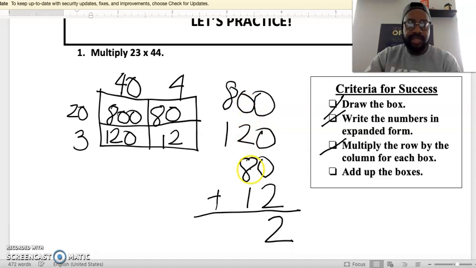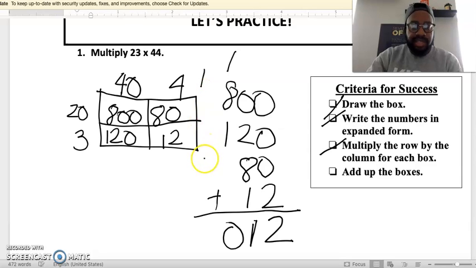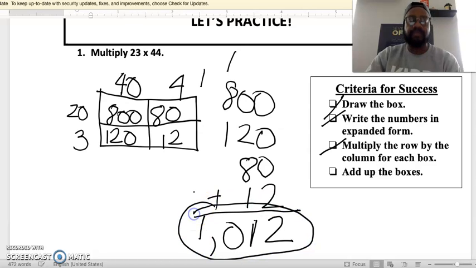0 plus 2 plus 8 plus 1 is 11. Put the 1 down, bring the 1 over. 1 plus 8 plus 1 is 10. Put the 0 down, bring this 1 over to the thousands place. 1 plus nothing in the thousands place gives me 1. So my answer is 1012.